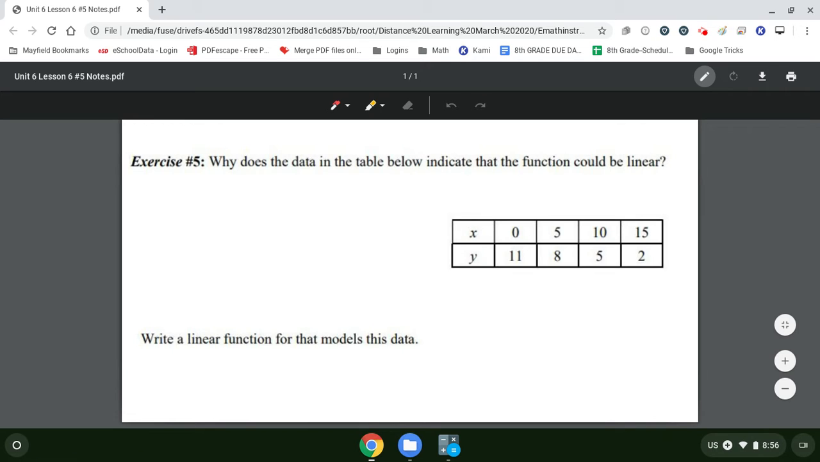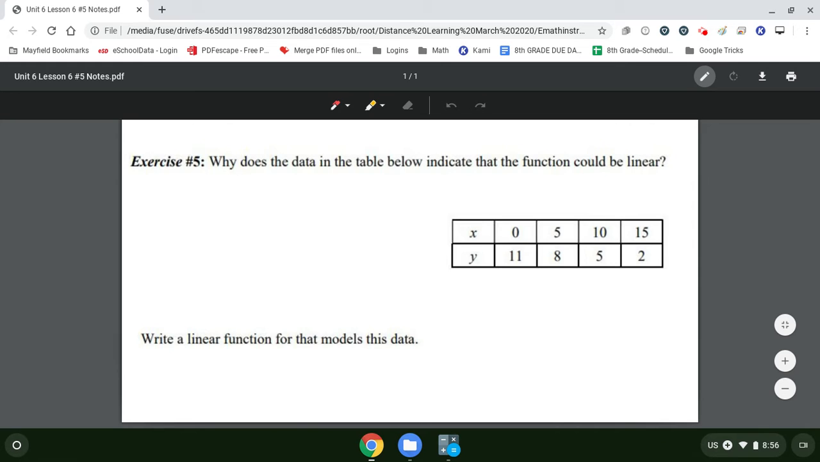Okay, this is lesson 6, nonlinear functions, exercise number 5. It was not in the video, so I'm going to do this one for you for the notes. The question is, why does the data in the table below indicate that the function could be linear?